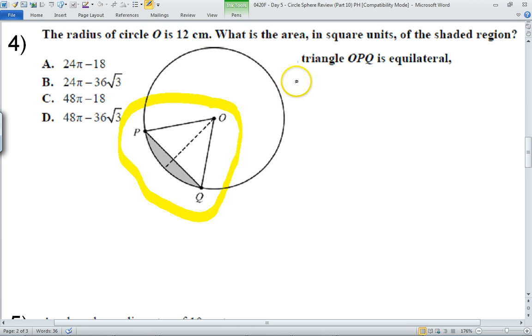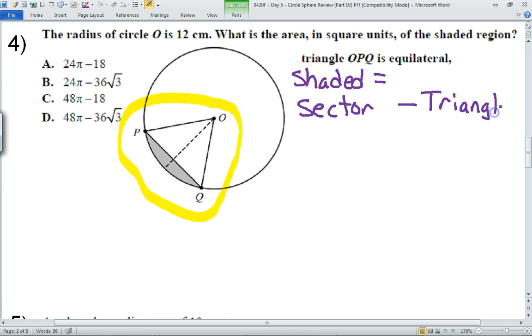Our strategy is going to be the shaded area should equal the area of the sector minus the area of the triangle. Okay, that's going to be our strategy. So let's find the area of the sector, and then we'll find the area of the triangle, and then we will subtract. So let's start over here by finding the area of the sector.